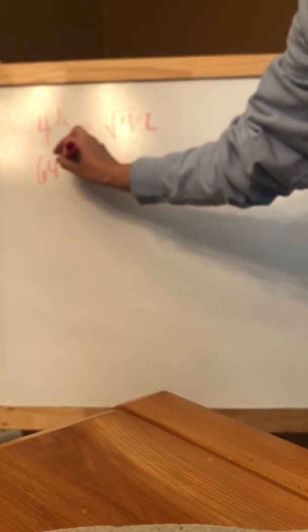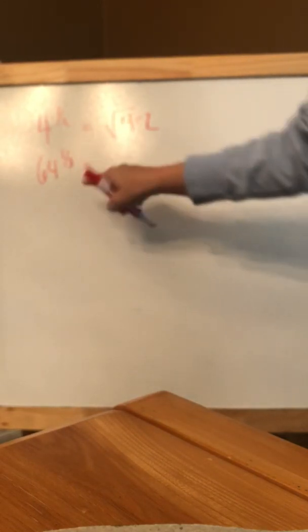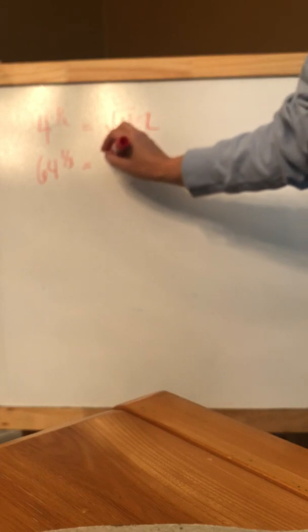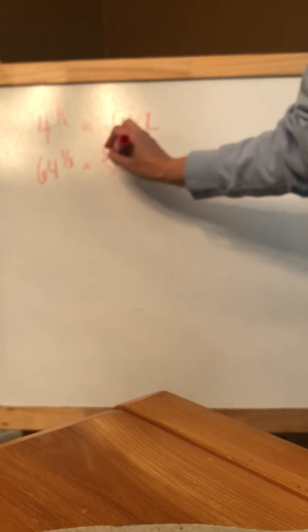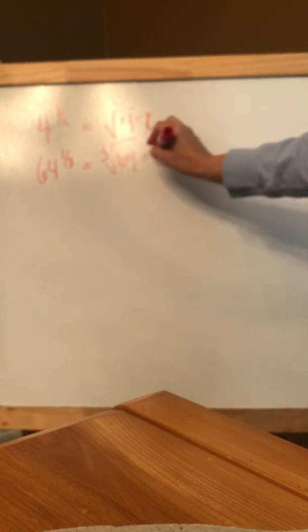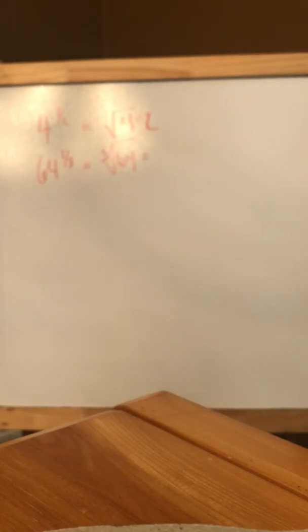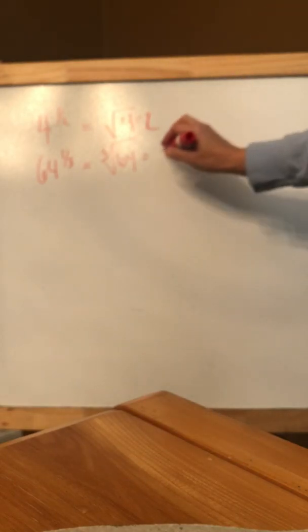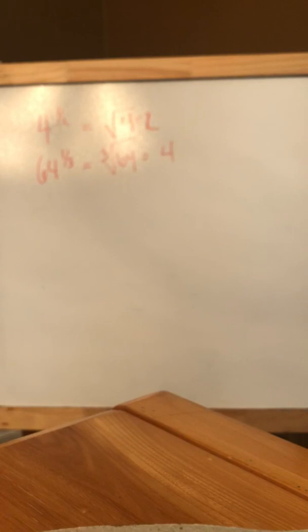Okay? So another example, how about 64 to the 1/3? Let's look at that one. 64 to the 1/3. So our bottom number is a 3. So we are going to take the cube root of 64, which is 4. 4 times 4 times 4, 64.